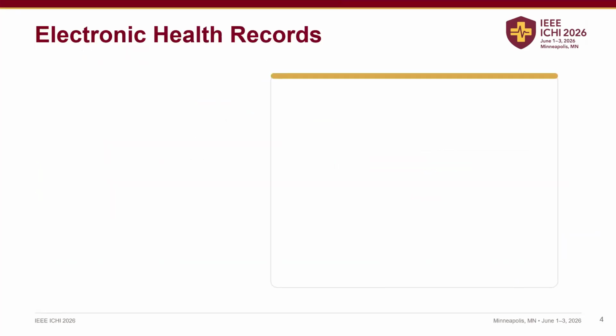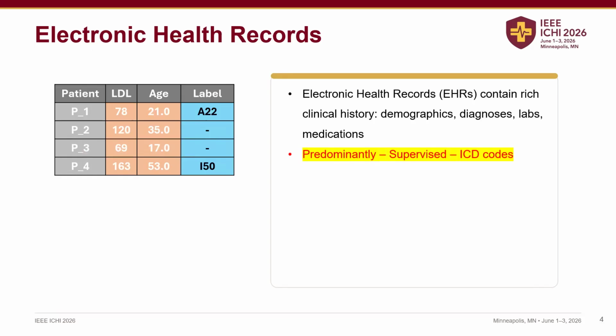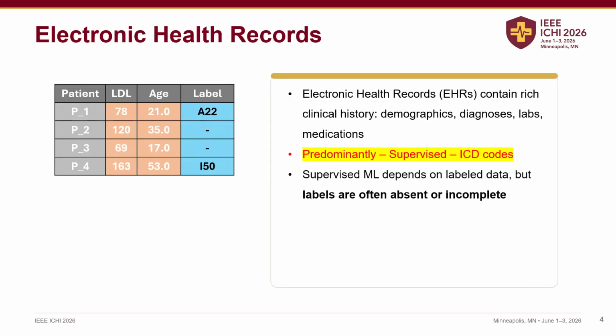study. Let's move on to the data we focus on in this study, electronic health records data. It contains an incredibly rich clinical history, capturing patient demographics, diagnostic codes, lab tests, and medication information. While standard machine learning applications in this domain are predominantly supervised using ICD-10 codes, supervised models are fundamentally bottlenecked by data that is frequently incomplete, biased, or entirely unlabeled.